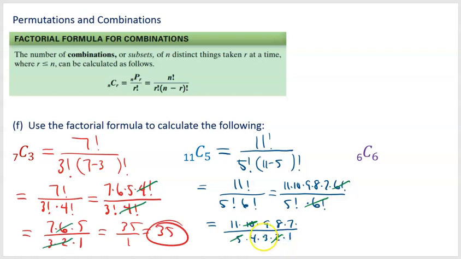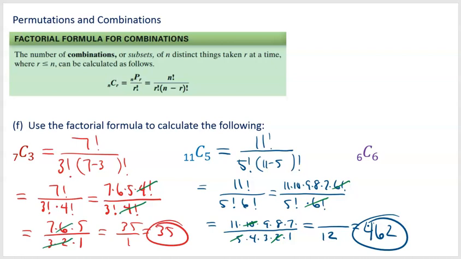I also see that 3 divides into 9, but that might be more than I want to fool with. And so I'm just going to type in my calculator 11 times 9 times 8 times 7 divided by 4 times 3 times 1. Now on the bottom I know that's 12. So I could say 11 times 9 times 8 times 7 divided by 12 and see what I get. And I get 462 possibilities if I have 11 things to choose from and I'm only picking 5 of them at a time, and then the order the sets are in does not matter.